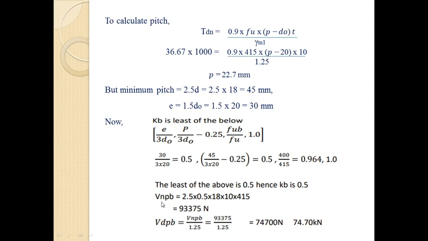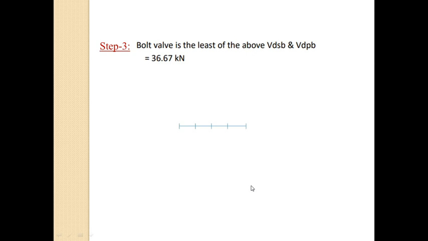Put this value in the formula of Vnpb, that is 2.5 into kb, that is 0.5, into d, the diameter of bolt 18 mm, then t, the thickness of plate, and 415, the ultimate strength of plate. We calculate Vnpb equal to 93375 Newton. By dividing this value by gamma m1, that is 1.25, we get Vdpb, that is 74700 Newton, that is 74.70 kilonewton.